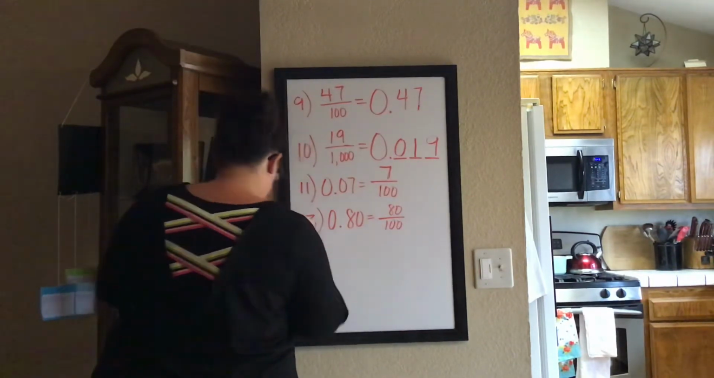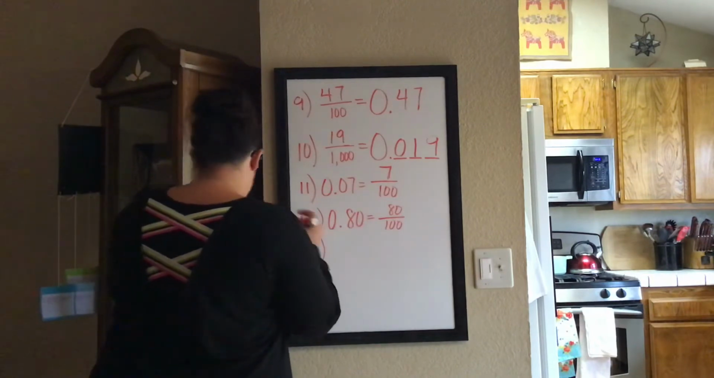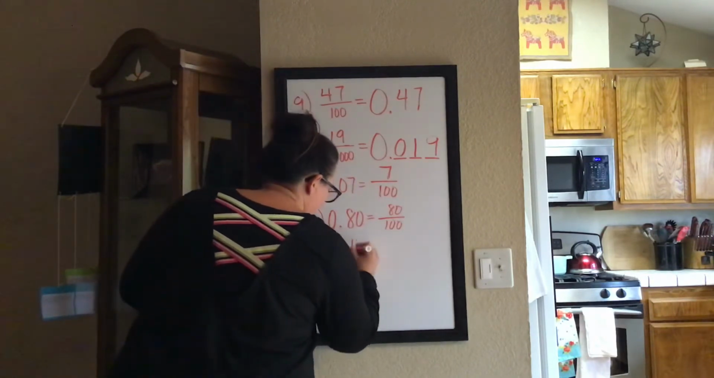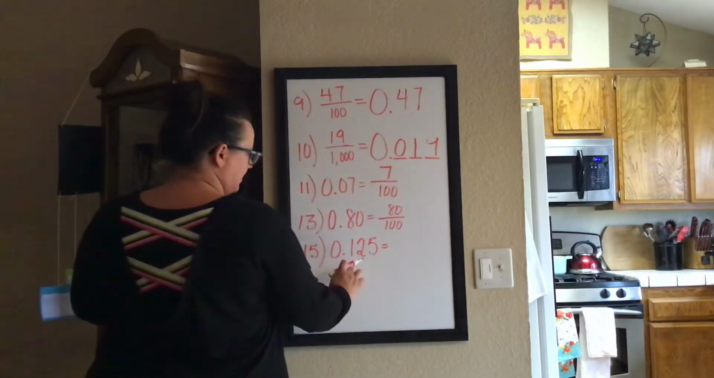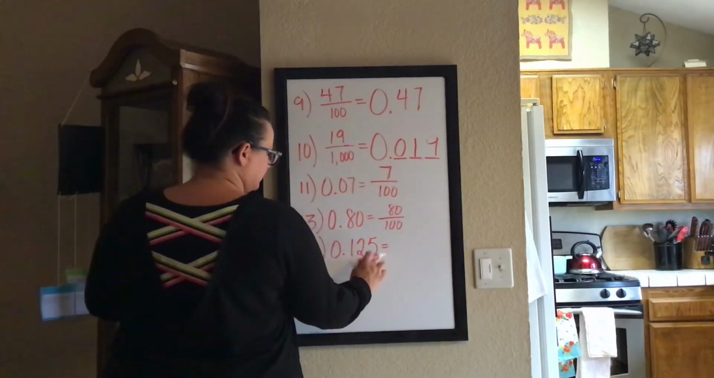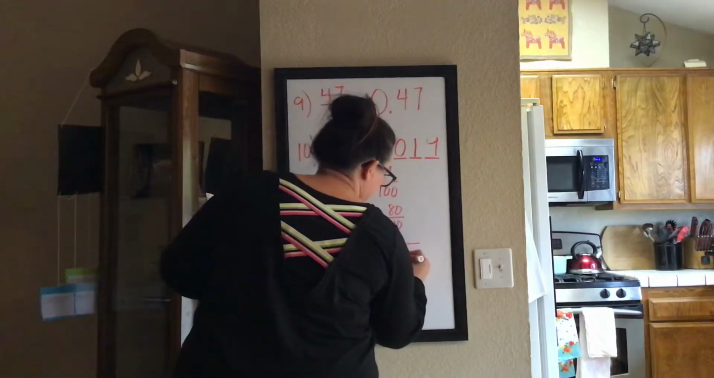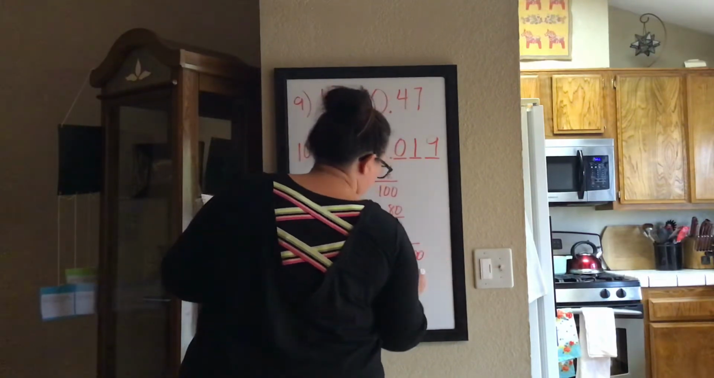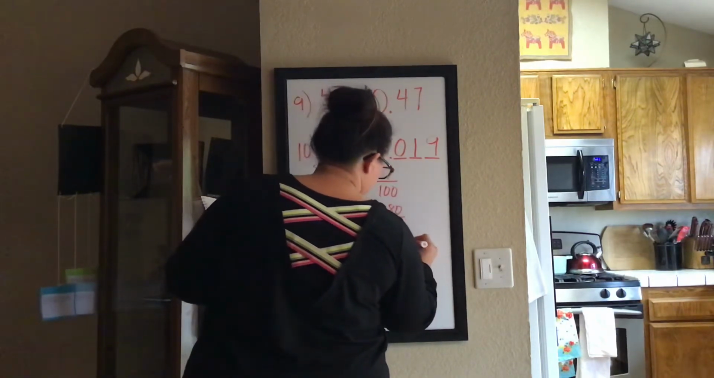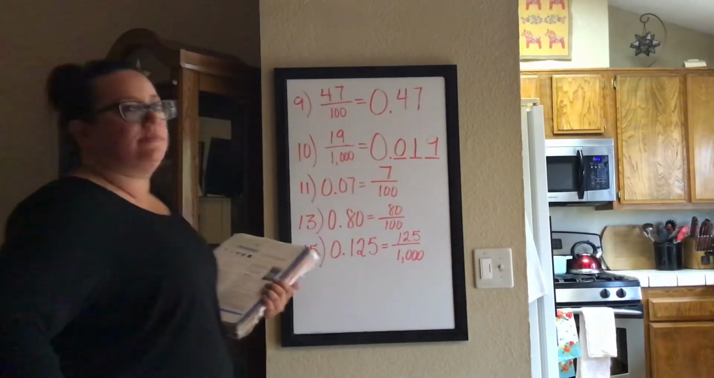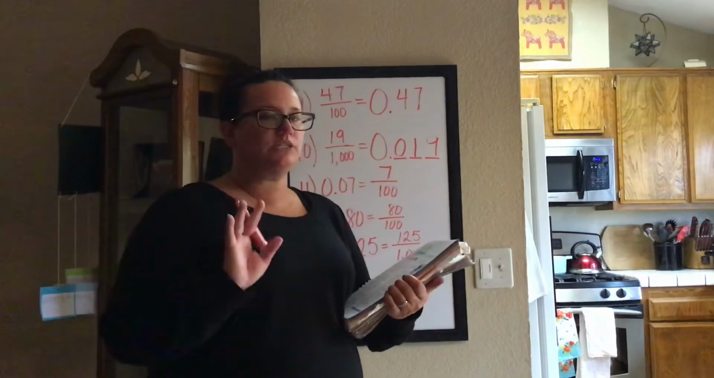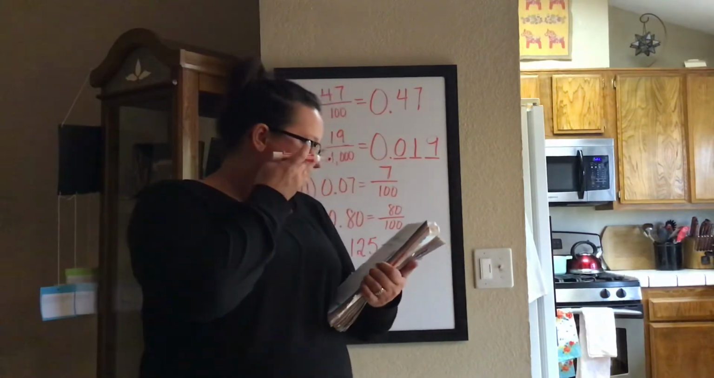15. Let's see. 125 thousandths, right? Tenths, hundredths, thousandths. How many do I have? 125. All right. Not too complicated, okay?